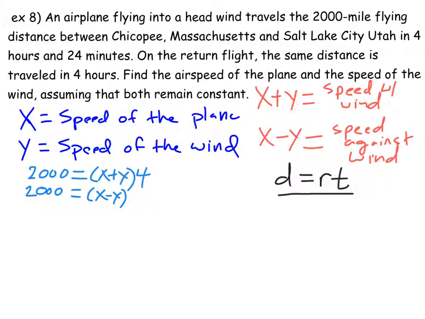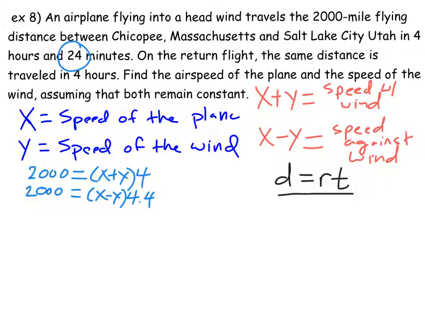And that took 4.4. Now you might be thinking, where on earth did you get that it took 4.4 hours? Well, it tells you it took 4 hours and 24 minutes. If you did 24 divided by 60, basically converting minutes to hours, you would get 0.4. So it took longer against the wind. Now, my technique is going to be elimination, but I have two equations with two variables to solve, which is exactly what I'm looking for.